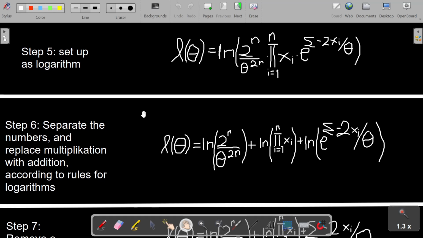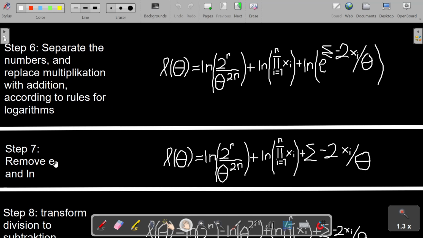Step 6, separate the numbers and replace multiplication with addition according to the rules for logarithms. So here we have separated the one logarithm into 3 different logarithms. And when we do this, we replace multiplication with addition according to the rules for logarithms.